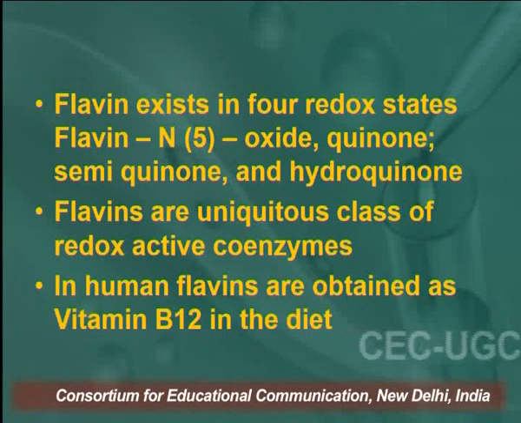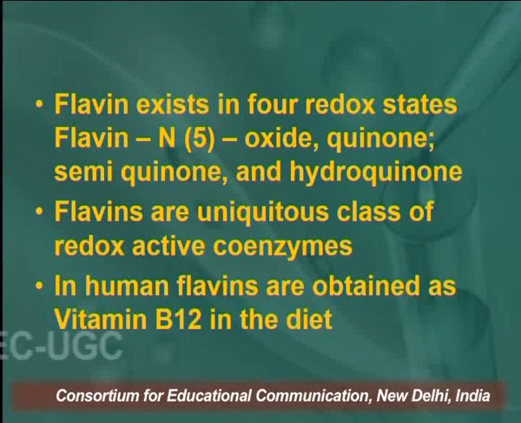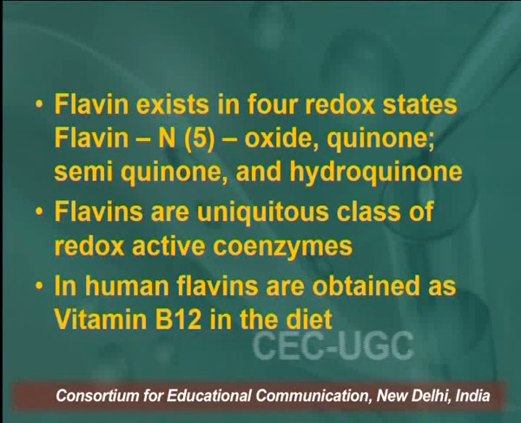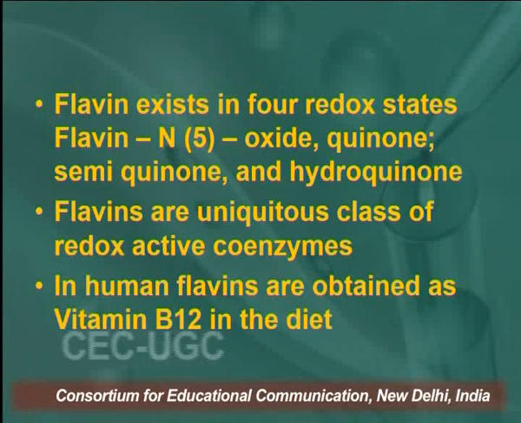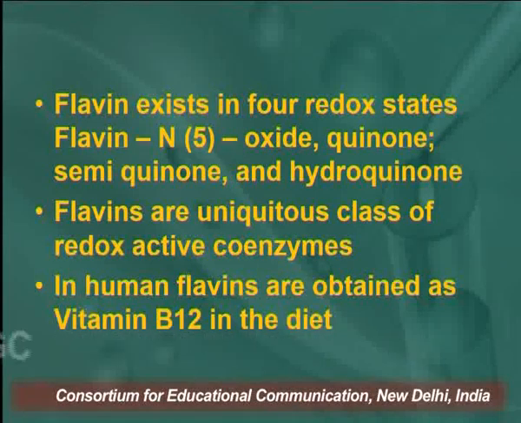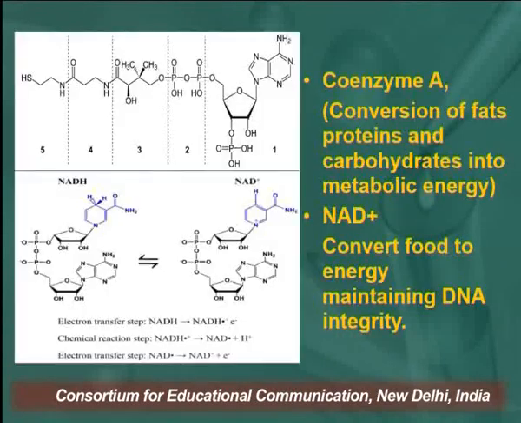One is flavin N5 oxide, quinone, semiquinone and hydroquinone. So, the flavins are a ubiquitous class of redox active coenzymes. In humans, the flavins are obtained as vitamin B2 from our diet. So, this is the structure of coenzyme A.